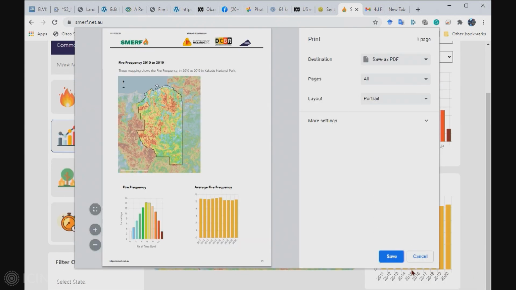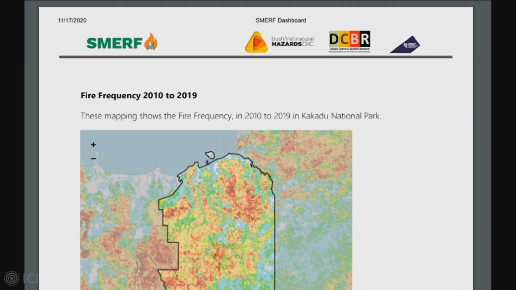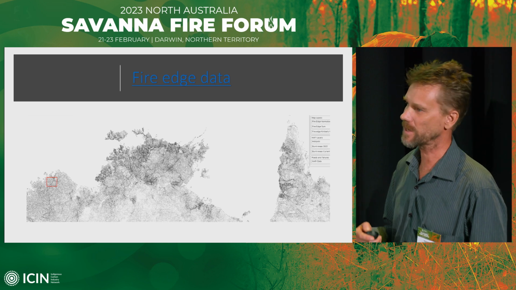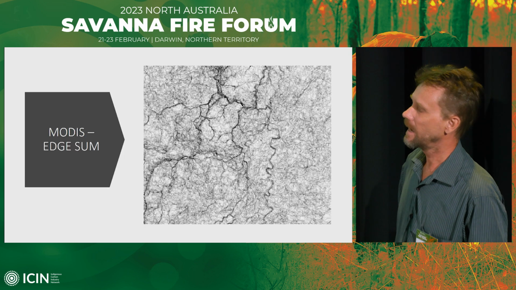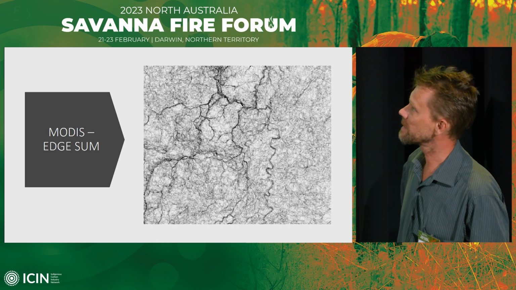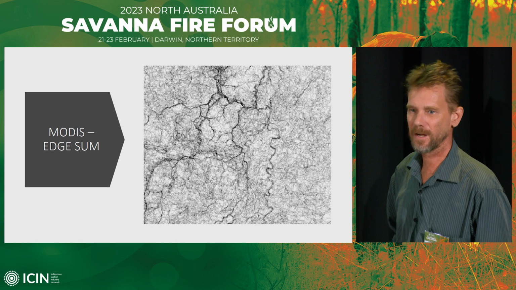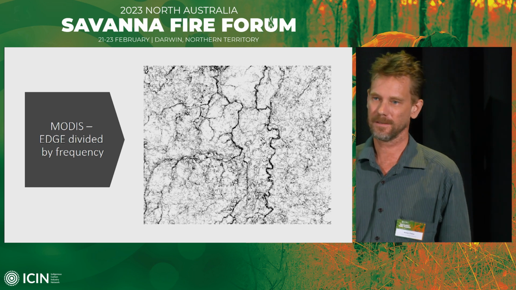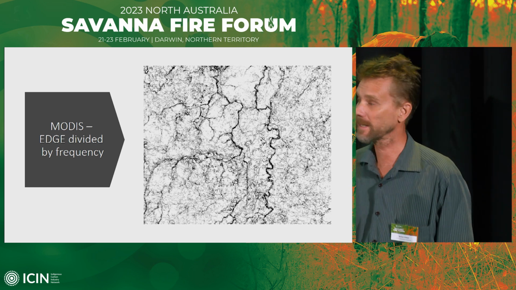Thanks, Terry. So another way that we can use the long-term fire history data to inform the future of fire management is a fire ridge metric. This is an idea originally developed by Ben Lewis, who's here somewhere, I think. A brilliant idea where you add all of the fire edges over a long period of time together, and it shows you where fires have essentially stopped. Now, if we divide that sum of fire ridges by the number of times that a fire has occurred in the location, you get a sense of a stopping power of each feature in a landscape.